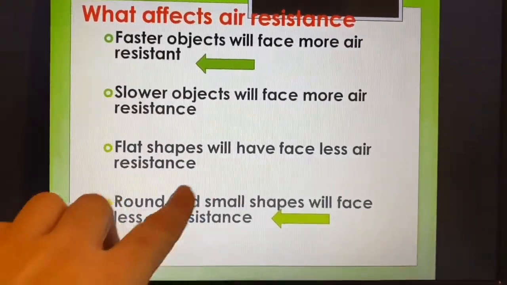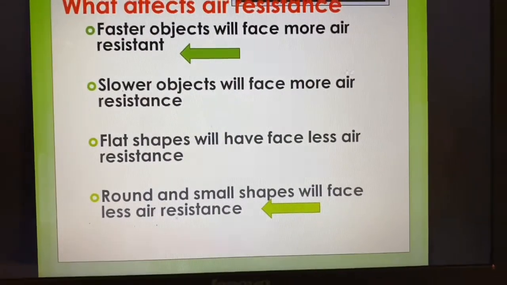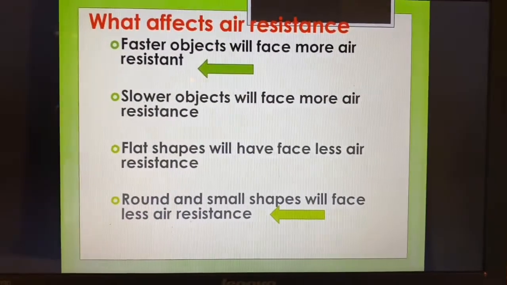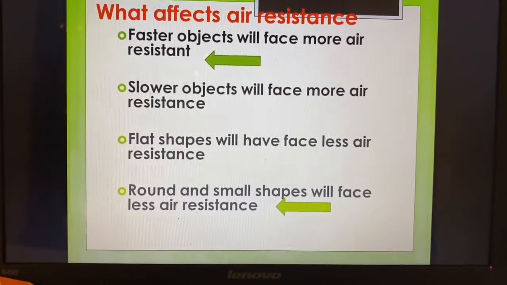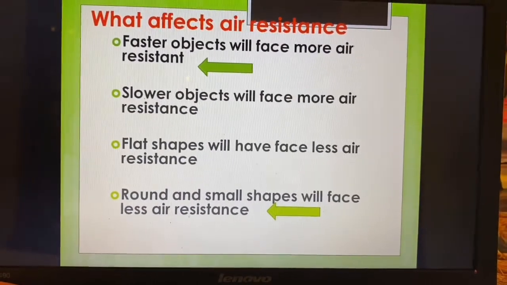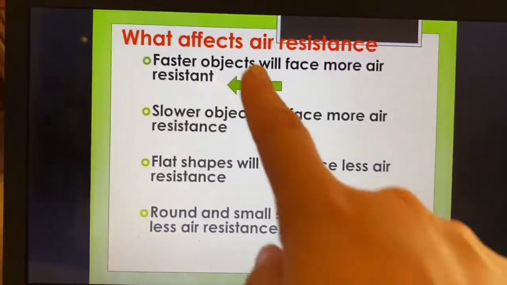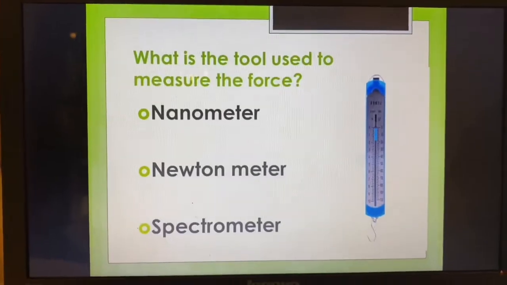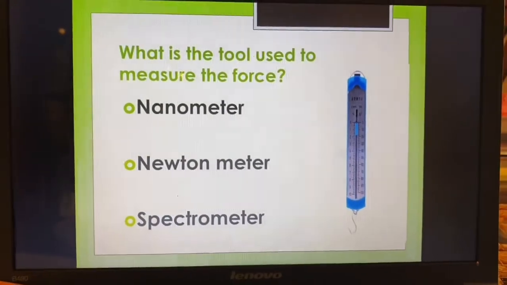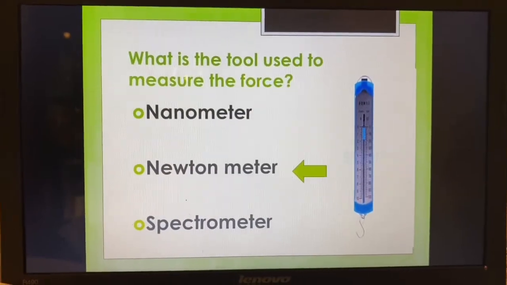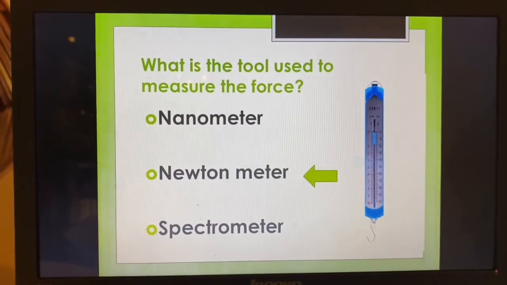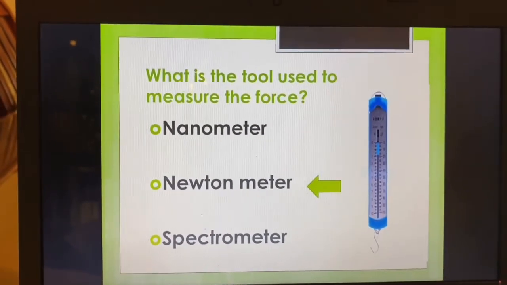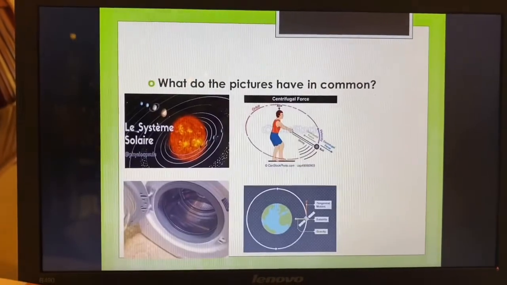Okay, remember, what did we call it? The shape of the bird, the shape of the airplane, they are streamlined shapes, they make less resistance. Okay, and also faster objects will make more air resistance. Remember this tool, we called it Newton meter, and it measures the weight of things.